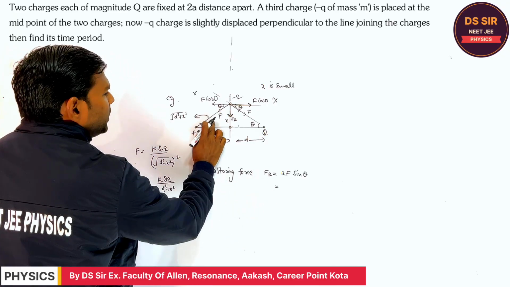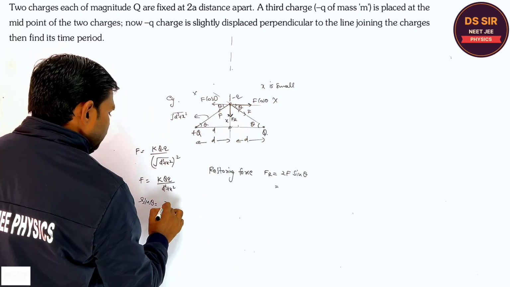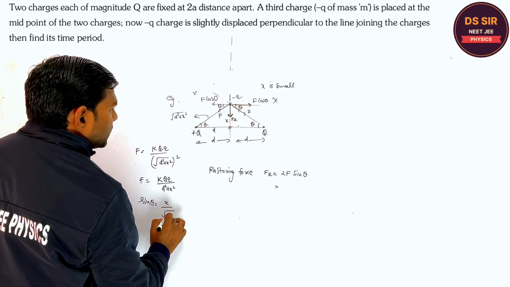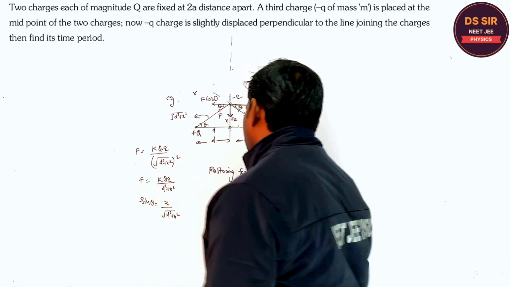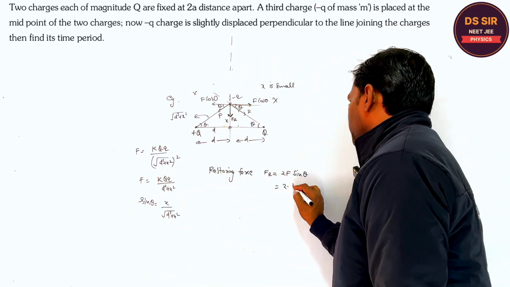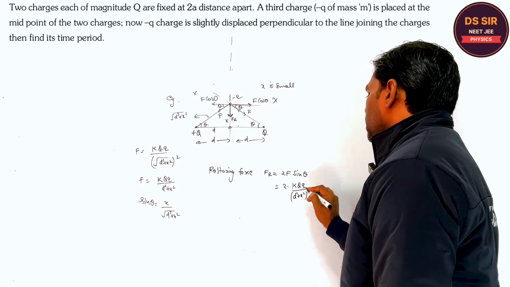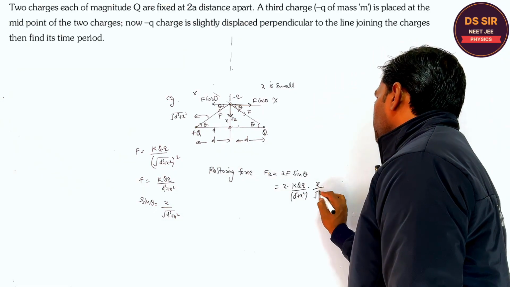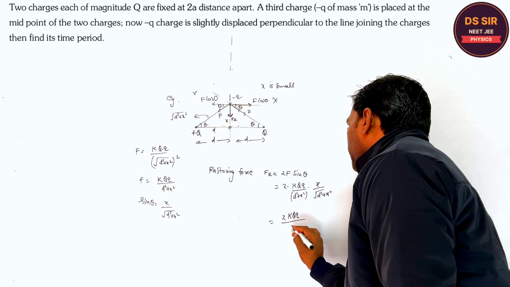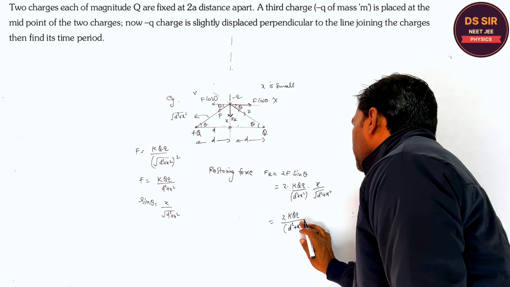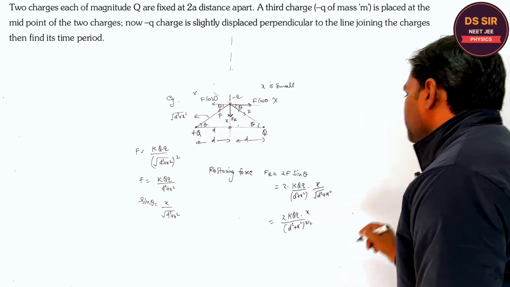Are you getting? And what is sin theta? You tell. Perpendicular upon hypotenuse, x upon root over d square plus x square. So here I will write 2 into F, kqq upon d square plus x square, right, into sin theta, which is x upon root over d square plus x square. It may be written as kqq upon d square plus x square raised to the power 3 by 2 into x.